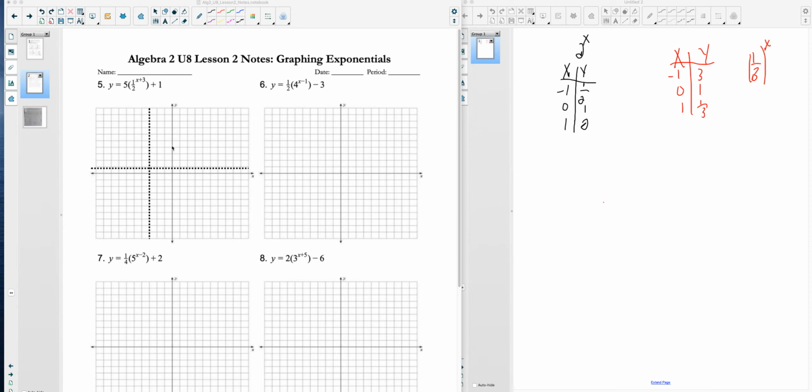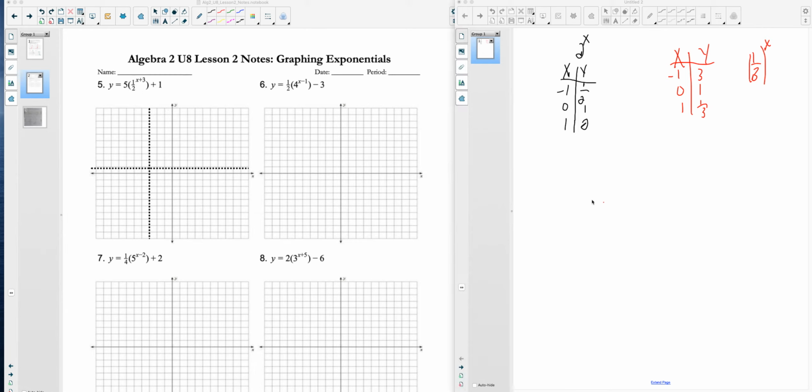All right, so I have a vertical shift of up 1, so I have a horizontal asymptote at 1 here. And then now I have my horizontal shift to the left 3, so to the left 3. So there we go, so 1, 2, 3. Now, once again, notice my base is 1/2.